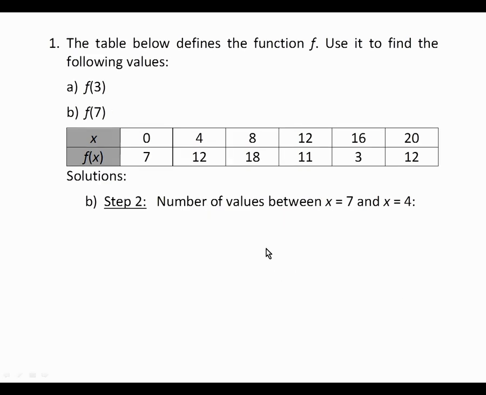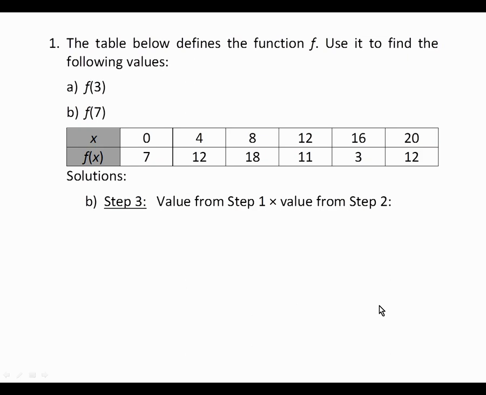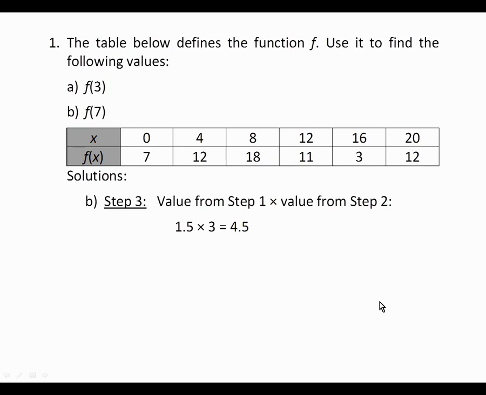Okay, step 2, the number of values between x equals 7 and x equals 4. Remember, 7 is the value in question, 4 is the lower value. So it's 7 minus 4, which is 3. Now remember, for step 3, I'm going to take this value times the value I got from step 1, which was 1.5. So step 3, value from step 1 times value from step 2. So 1.5 times 3, I get 4.5.